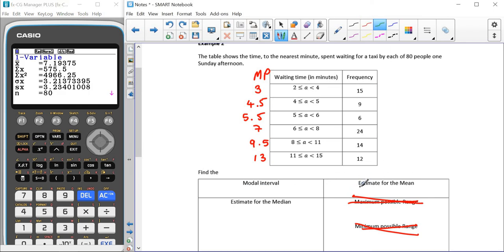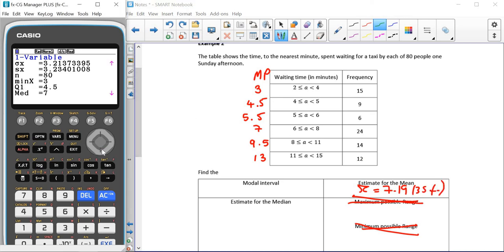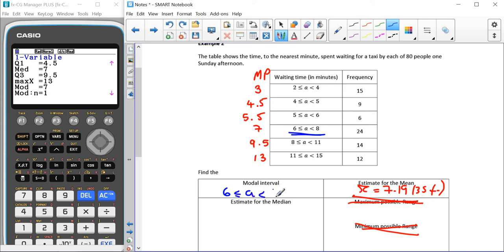So the estimate for the mean is 7.19 to 3 significant figures. Remember not to write down the median from the graphical calculator. We're going to work that out using interpolation. But we can see here that the mode is 7, and we can see again, the group that has 7 as the midpoint is the one with the highest frequency. But remember that we're writing down the interval, which means that we need to write down exactly what it says here, which is 6 is less than or equal to A, which is less than 8.